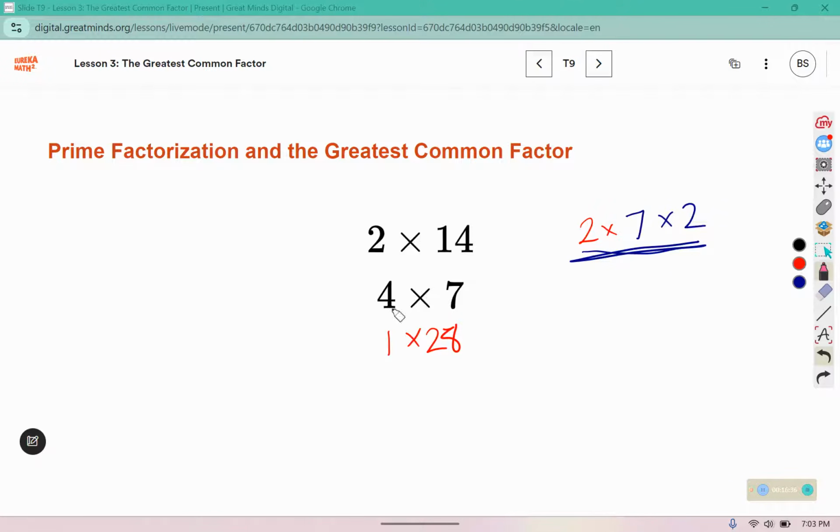If we looked at this one, 4 can be split up into 2 times 2, and 7 is already a prime number. So this is also the prime factorization. Notice I have 2 2's and 1 7. The prime factorization is the same, it's just in a different order, but it still has the same prime factors.